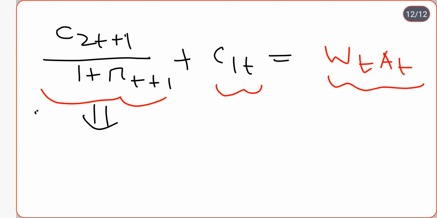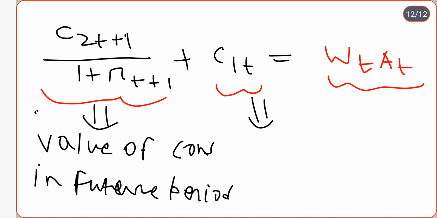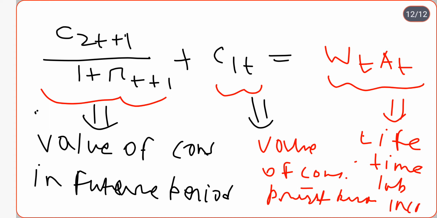This is the value of consumption for the present period and the future period. This is the value of consumption in the future period, because this is T plus 1, and this is the value of consumption for the present period. And this is the total labor income or lifetime labor income. So the sum of value of consumption in the future period plus value of consumption in the present period equals lifetime labor income. So that is being established here.